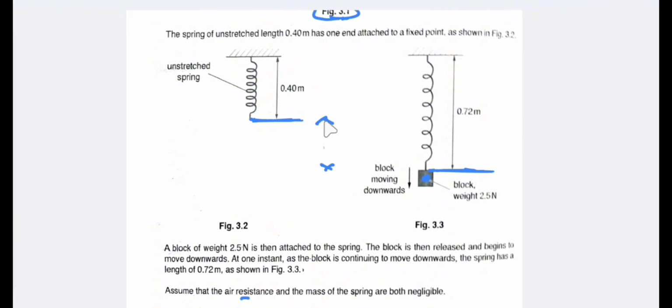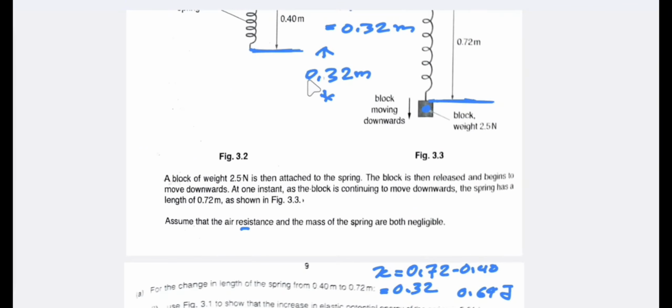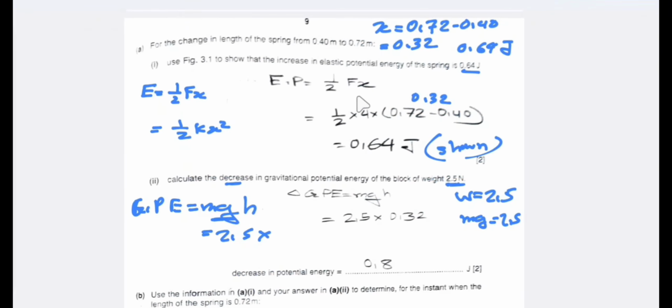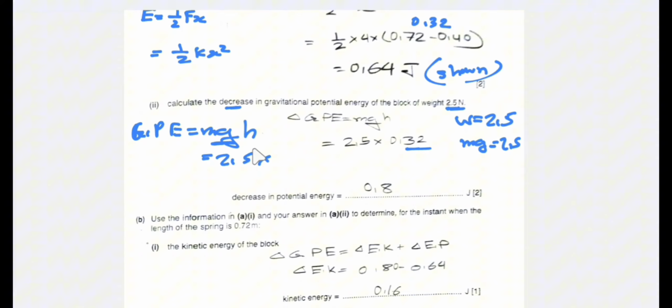So the change in height is 0.72 minus 0.40, which gives 0.32 meter. This difference in height, 0.32 meter, is the decreasing height. Since the height decreases, the gravitational potential energy also decreases. So the decreasing height is 0.32 meter.